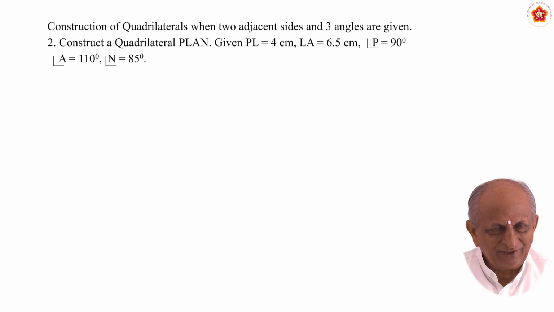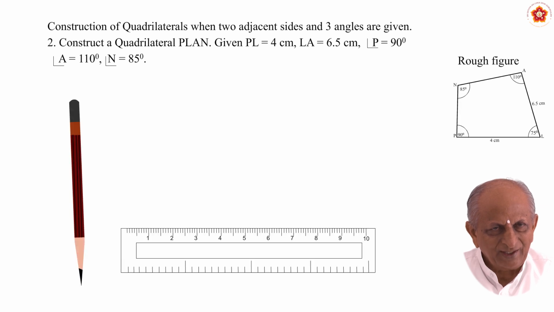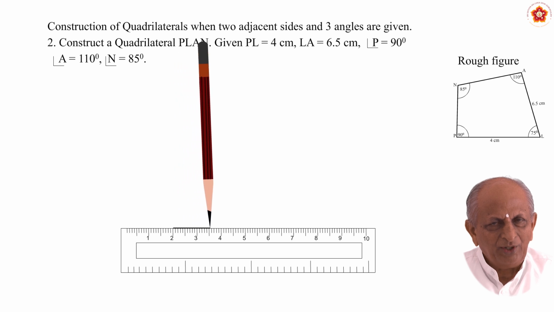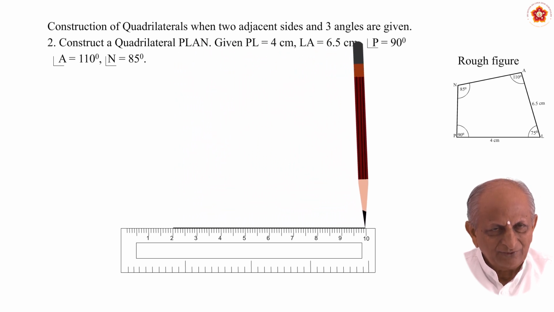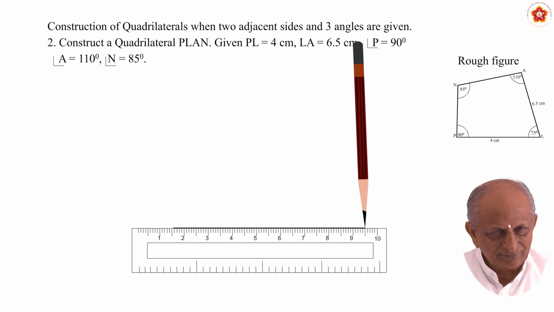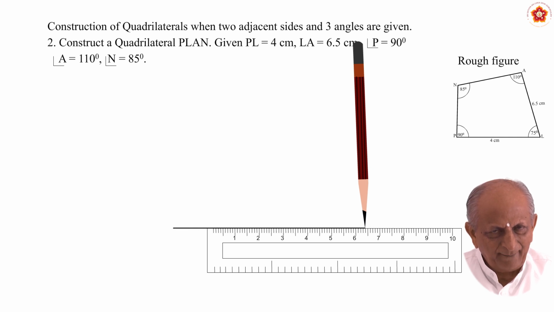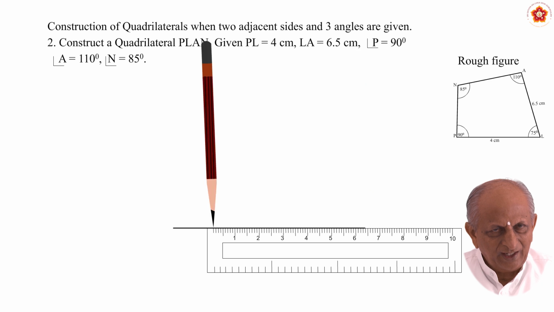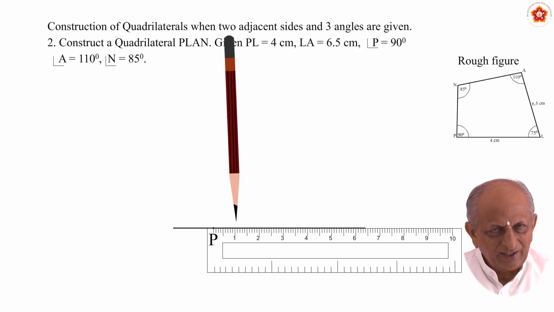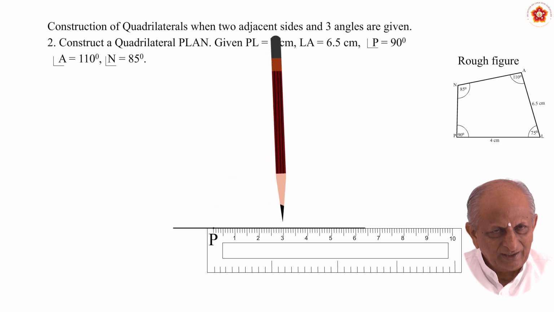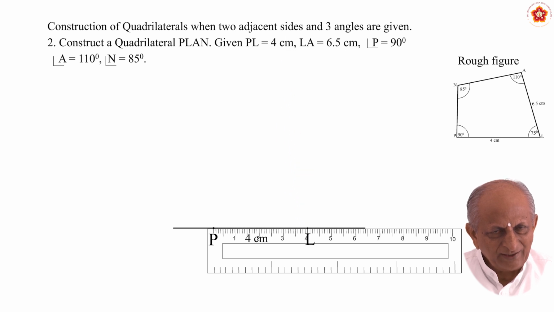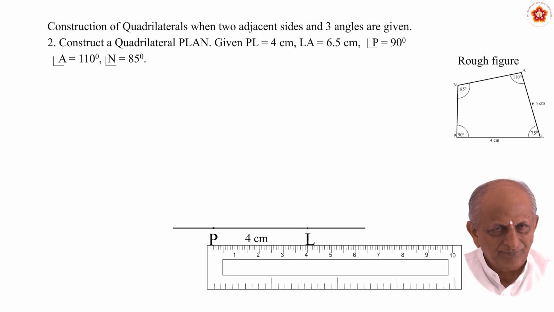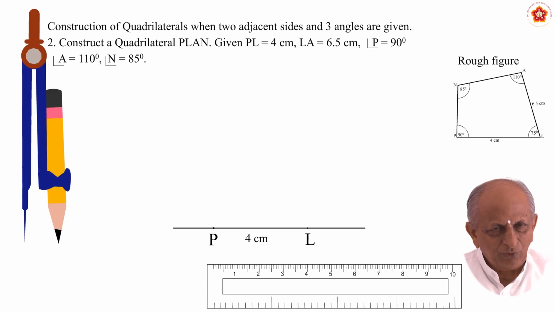Come on, let us do the neat figure. Get ready. Now you want one more instrument called a protractor. First thing is draw a line with a scale and pencil. And what is the name of the line? The line is called P on one side, L on the other side, PL. And the length of PL is 4 centimeters.